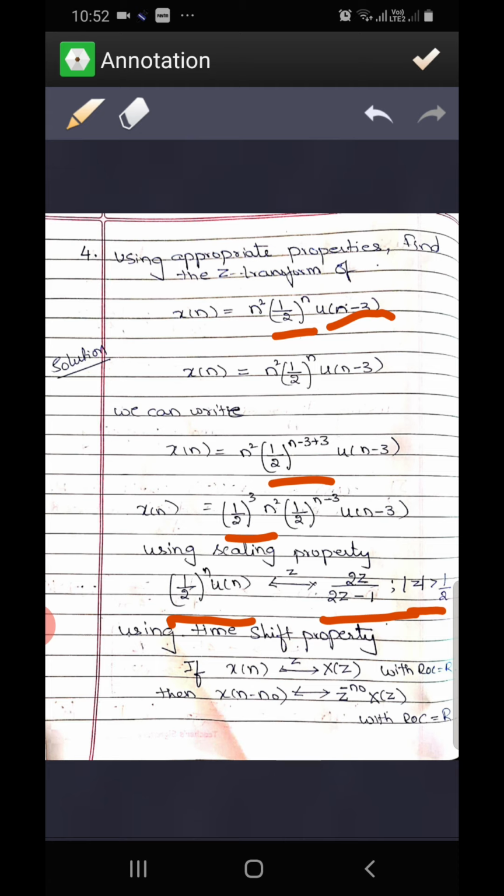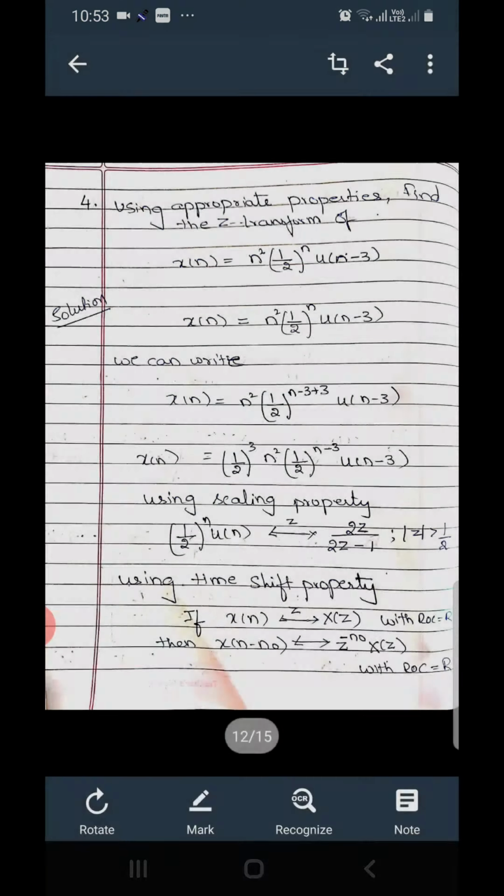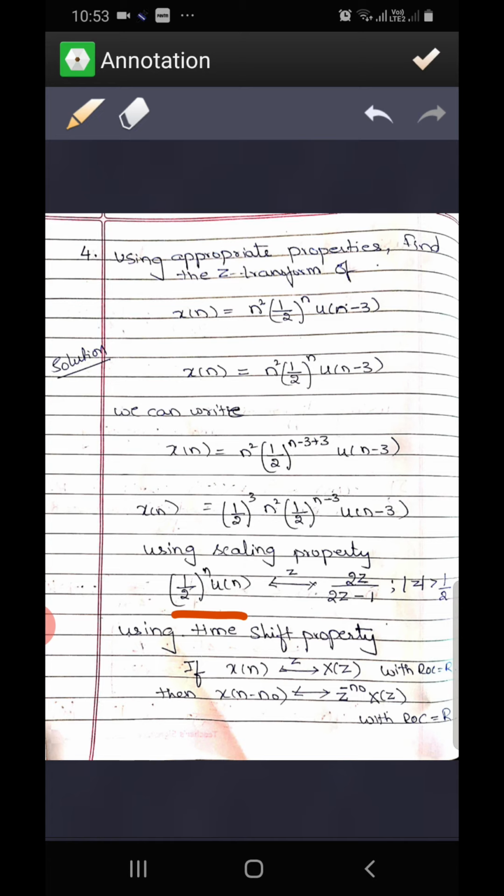Here we have, using the time shift property. What does the time shift property say? If x of n has z transform X of z with ROC R, then the shifted version of x of n, shifted by n naught, will be z raised to minus n naught X of z, and the ROC will not change if you are shifting the signal. Even if you are differentiating, or multiplying with n, or differentiating in the z domain, the ROC will not change. So now we'll shift this signal by n minus 3.